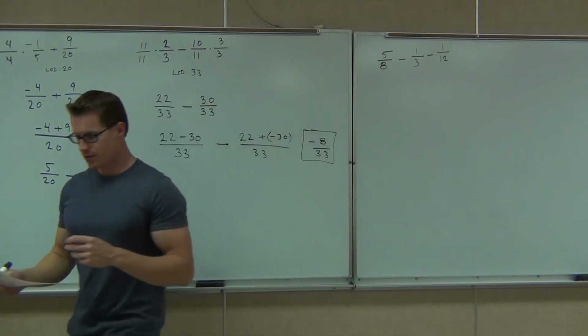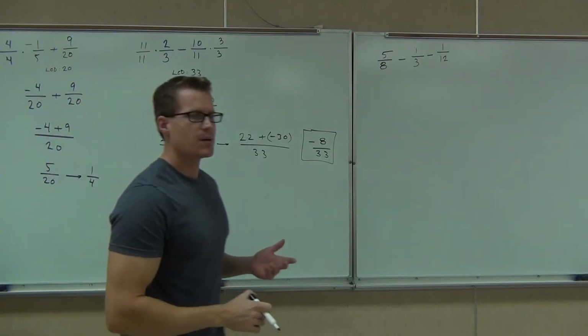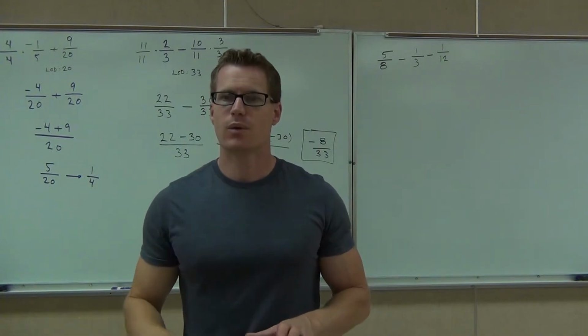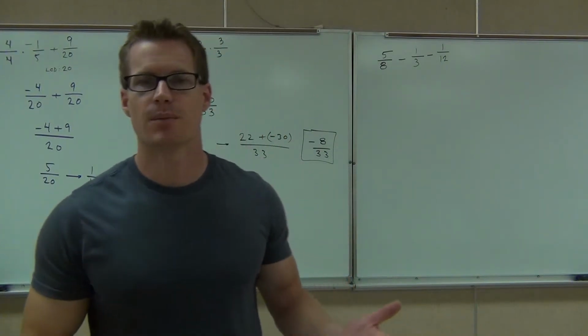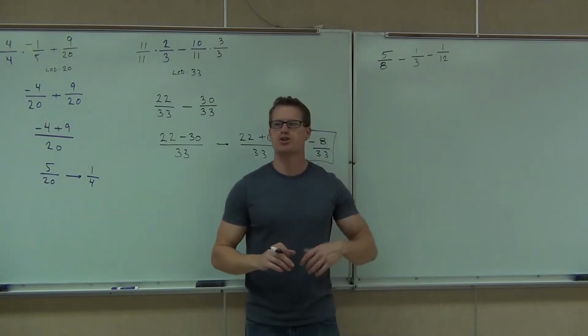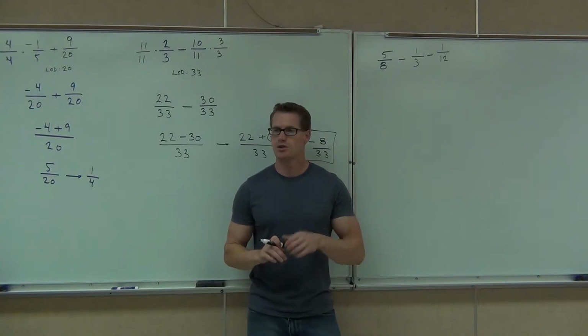We're going to look at 5/8 minus 1/3 minus 1/12. Now we got more than two fractions, but it's still possible if we go ahead and do the same exact thing we've been working with. So what we're going to try to do is, firstly, find a common denominator. You absolutely have to have that. In this case, which denominator are we going to start with when we're finding our multiples? 12. Definitely 12. So we'll start with 12.